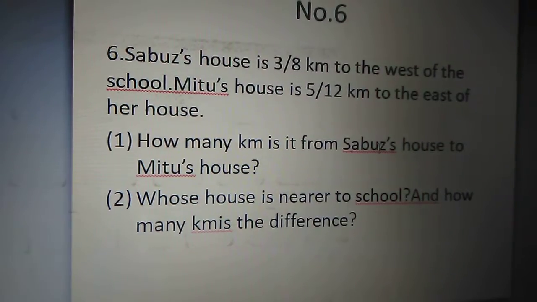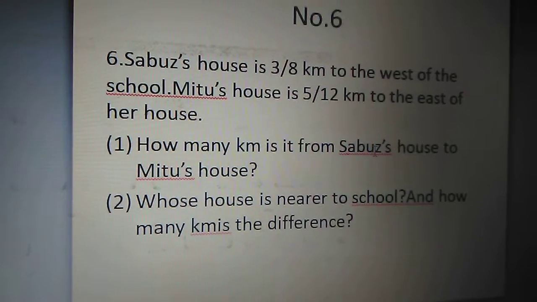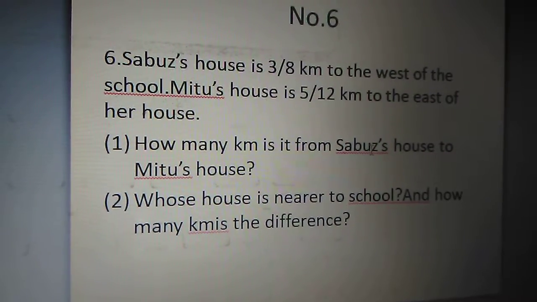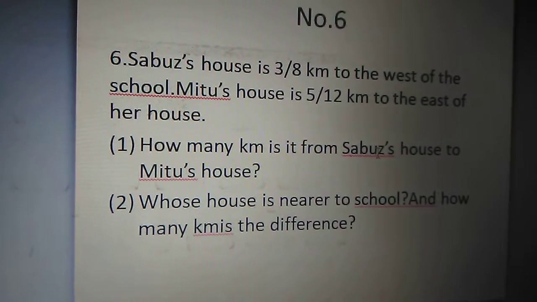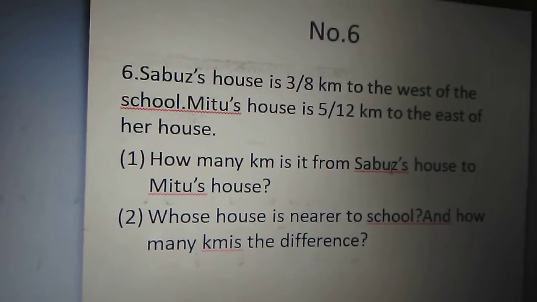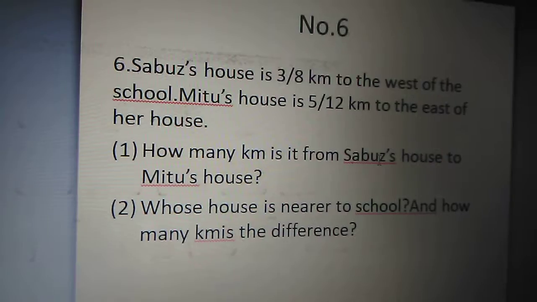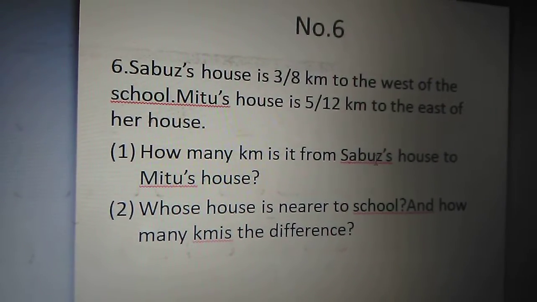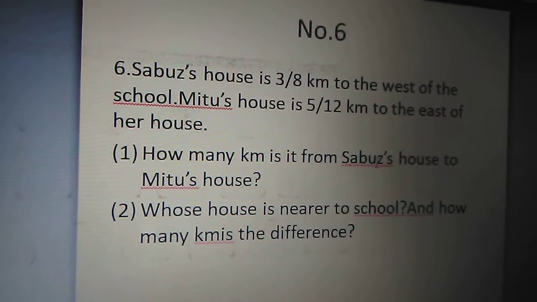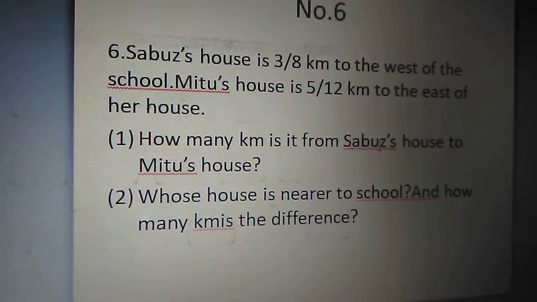So what you have to do here: how many kilometers is it from Shobu's house to Mitu's house? Now you have to find out the distance from Shobu's house to Mitu's house. The school is in the middle. If you observe the given picture in your book, then you will understand easily. The school is given in the middle, and the right side is Mitu's house and the left side is Shobu's house.